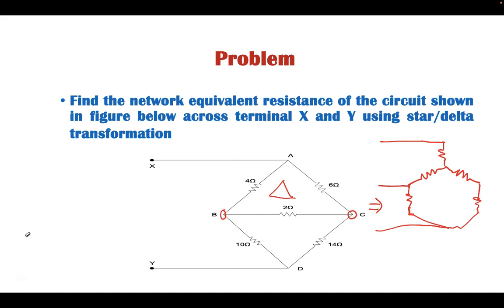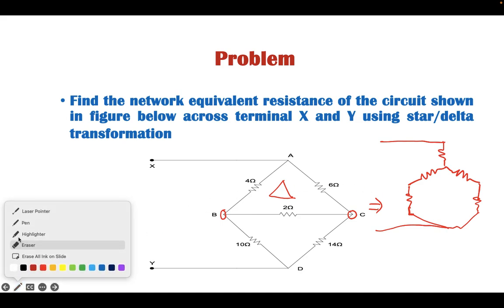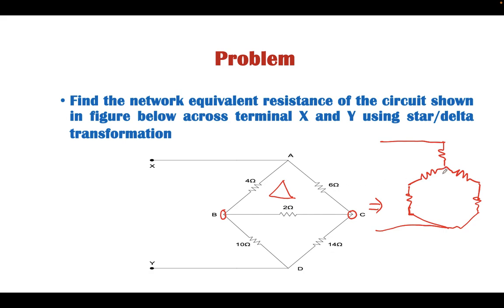Now in this network, some elements are in series whereas some other elements are in parallel. These two elements are in series, suppose this is 10 ohm, this is 14 ohm, and these three elements are obtained after converting this delta to star. This is R star 1, R star 2, and this is R star 3.